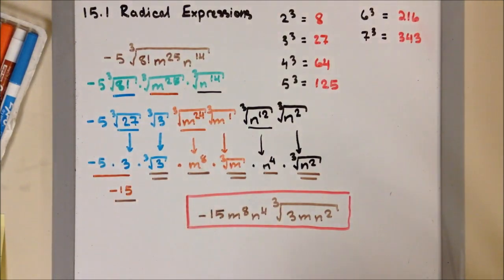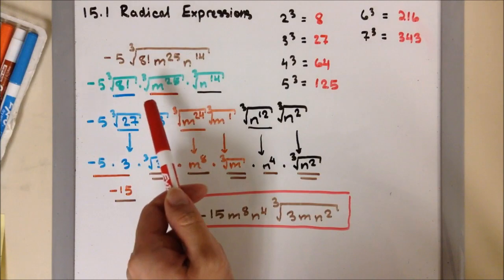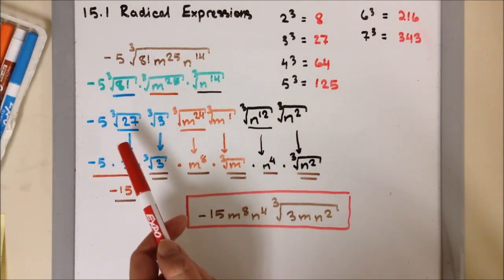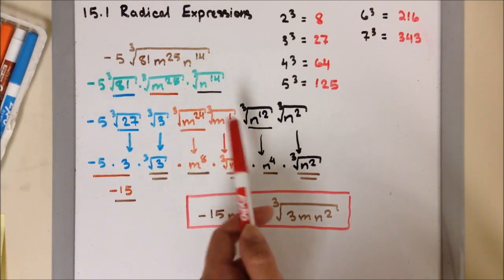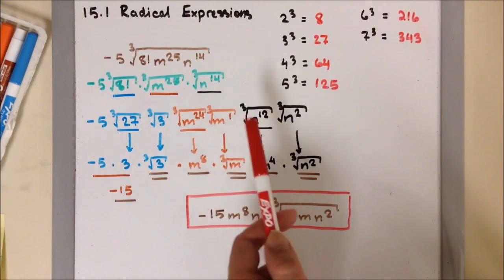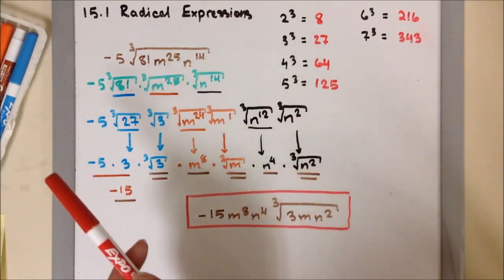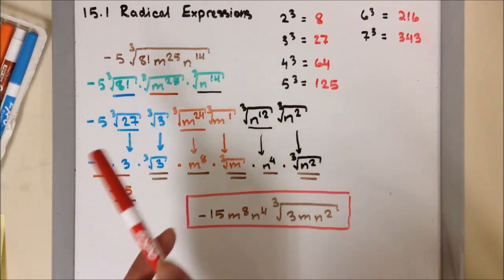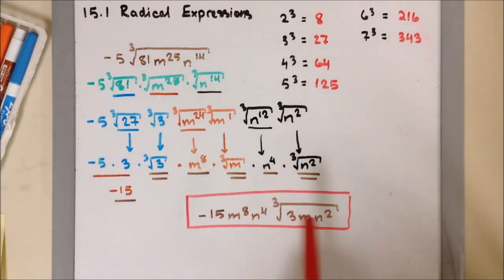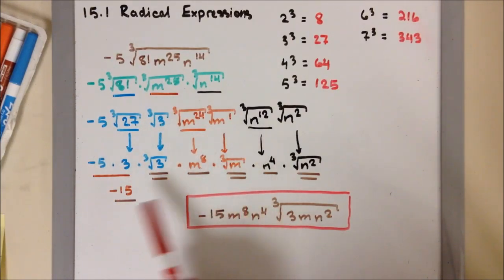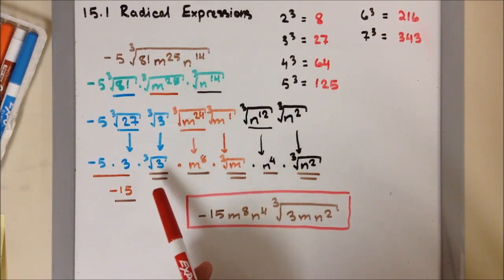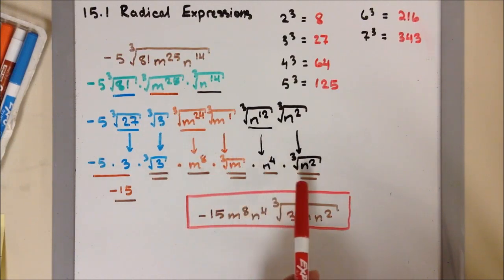Now, just like before, I broke it down into the 81, the m, and the n, then separated the 81 into 27 and 3, separated the m into m to the 24th and m to the 1 power, separated the n into n to the 12th power and n to the 2nd power, and then I looked at each individual part to see which one I can do the cube root of and which one I cannot. Then I simplified -5 and 3, which is -15, and put everything that's without the radical, in this case without the cube root, in the front, and the ones with the cube root, the 3, the m, and the n squared, I put in the back, and hence we have our final answer.